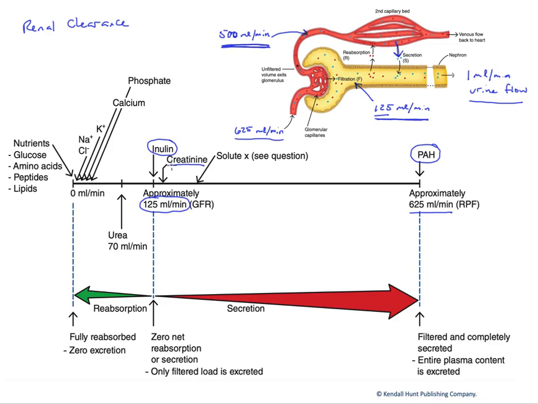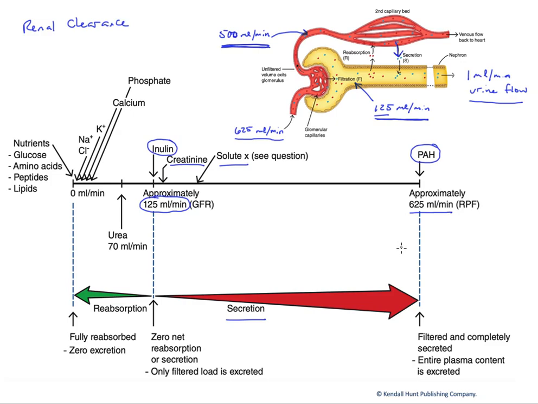Now imagine a solute that's between the clearance of inulin or creatinine and PAH. Well, that means, like solute X here that we're pointing out, that means we are adding to what was filtered. We're enhancing the excretion. We're clearing a greater volume of plasma of this substance than what was filtered. Remember, filtered alone would be GFR. If we're going to clear more than what was filtered, we are secreting. We're adding to it. And the farther we get towards 625 mils per minute being cleared, the greater the degree of secretion becomes.